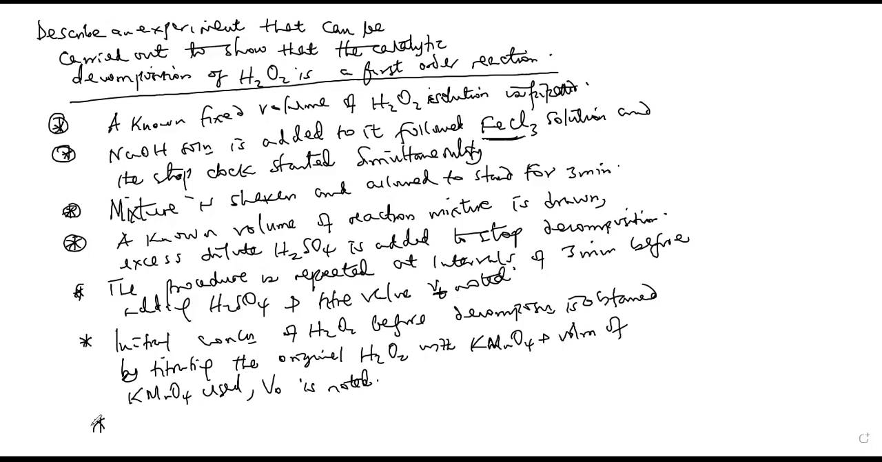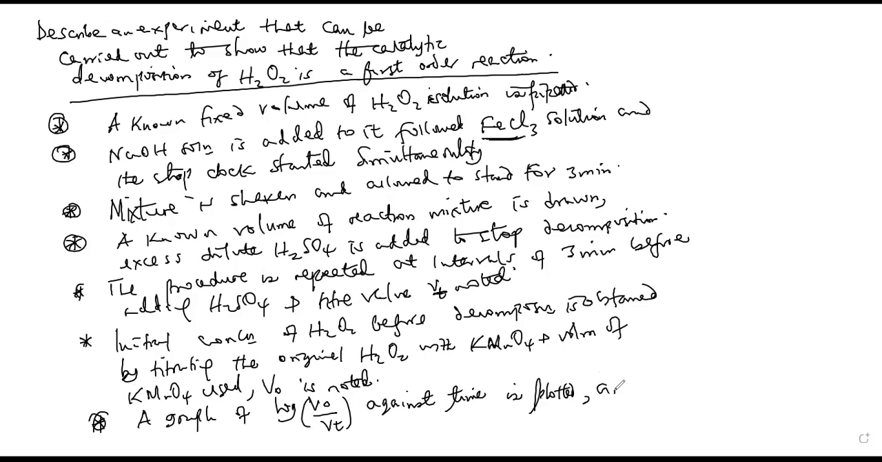So another step, I'm going to explain as we go. We shall plot a graph of the logarithm of V naught over Vt against time, and a straight line is obtained. Before I go to the graphs, we really need to know what takes place here.